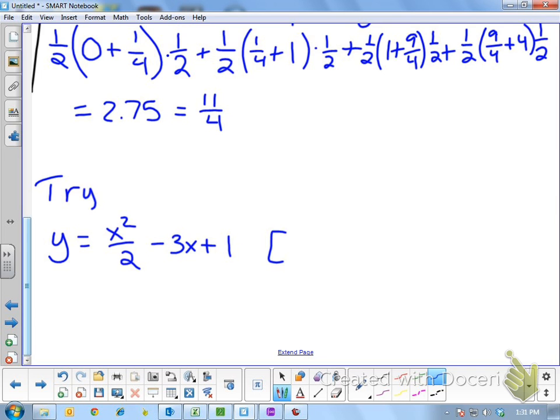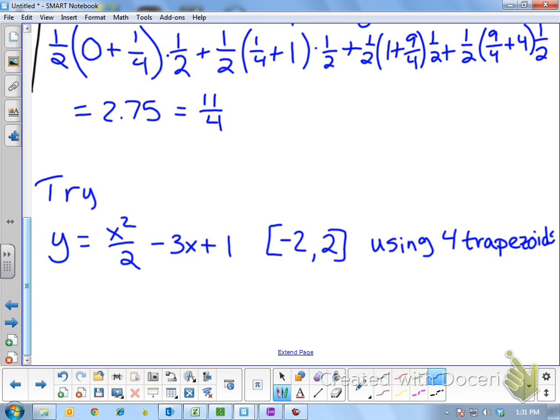I'm making this one up, so it's probably not going to be super nice looking. Actually, I'm going to change this -2 to 2, just so we have a different interval than we've been using. We've been using mostly 0 to 2.